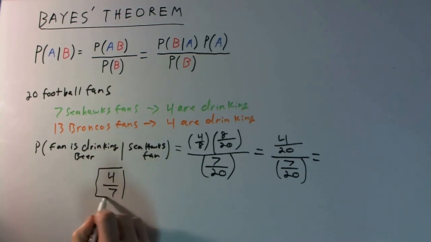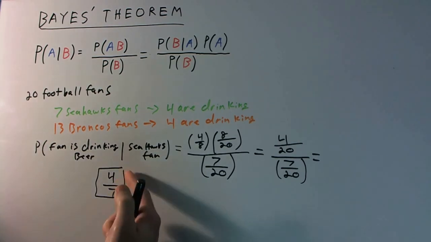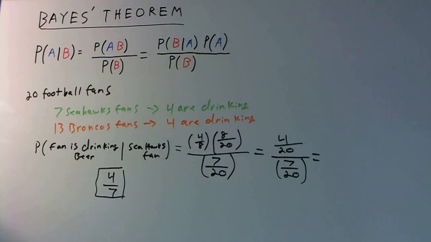So the probability that a fan is drinking beer, given the fact that he's a Seahawks fan, is going to be 4 over 7. All right, so hopefully this helped. This was hopefully a simple problem. We'll do some more complicated examples in a future video.